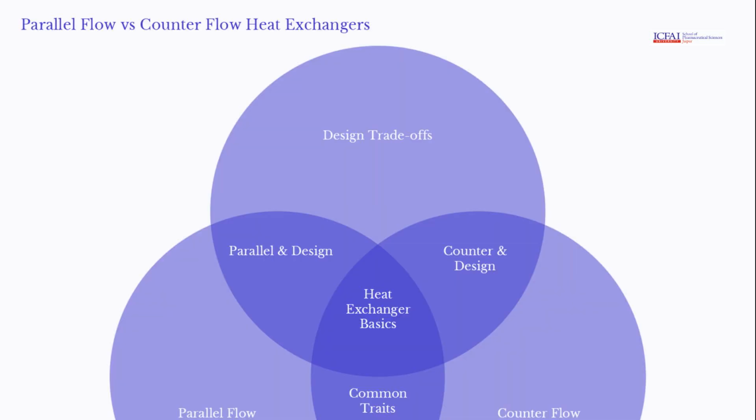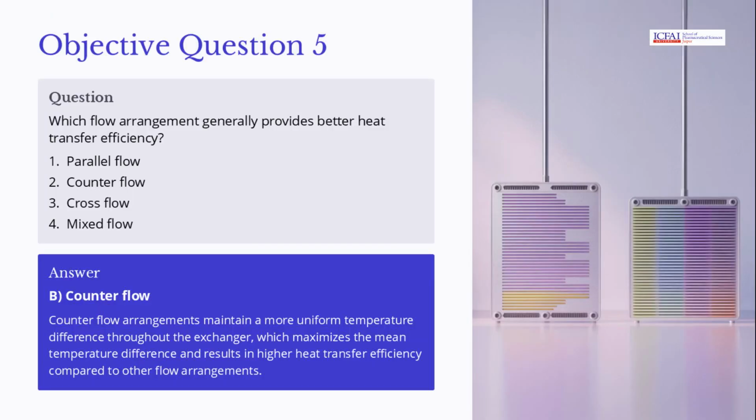Parallel flow and counter-flow heat exchangers have distinct design trade-offs. While both share common traits, counter-flow arrangements generally provide better heat transfer efficiency due to a more uniform temperature difference throughout the exchanger. This maximizes the mean temperature difference and results in higher efficiency compared to parallel flow arrangements. This makes counter-flow a preferred choice for achieving optimal heat transfer.